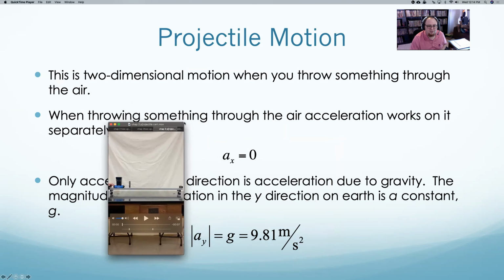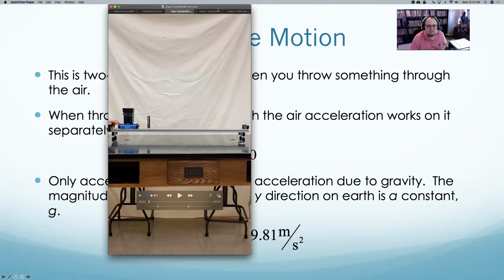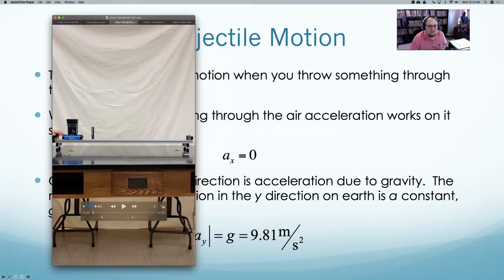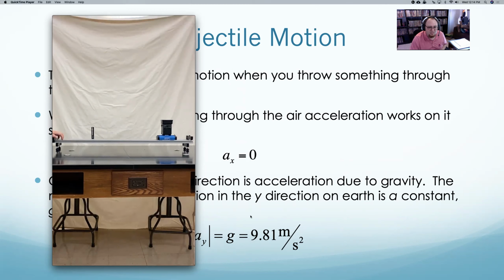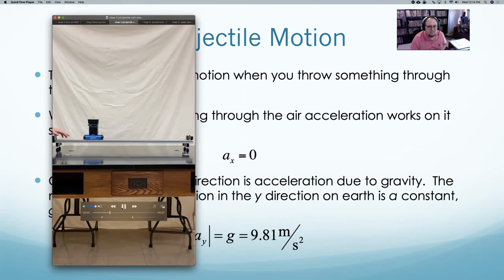What I have here is a launcher with a ball cocked in it that's going to shoot straight up. This little stick sticking up here is going to trigger it. And I'm going to set this blue car moving with a constant velocity. What happens when this blue car moves with a constant velocity? The ball gets shot up and will land. And what you see here is that the ball stays directly above the cart and lands in the cart.